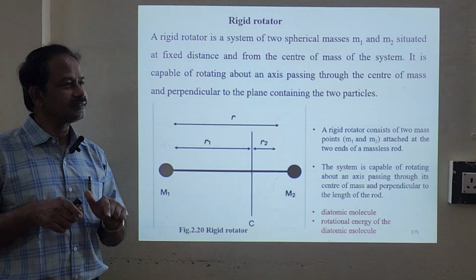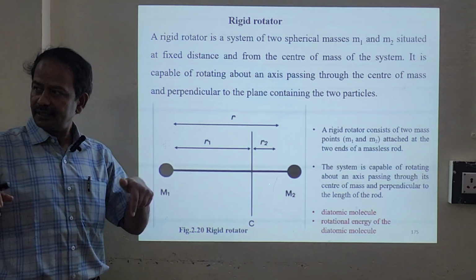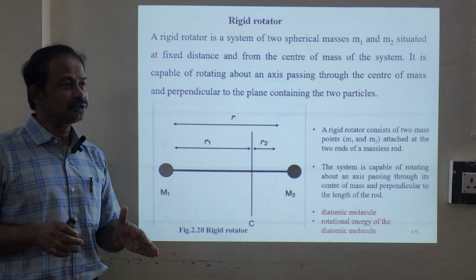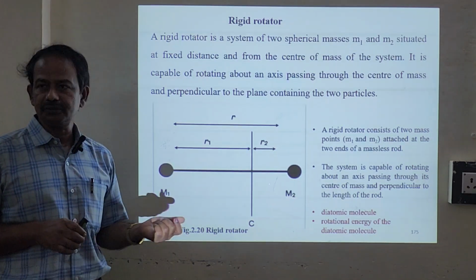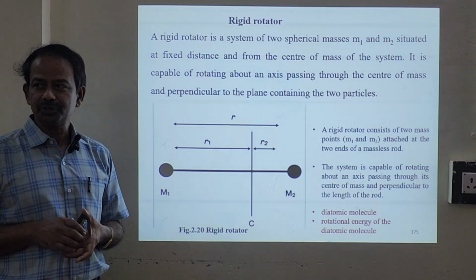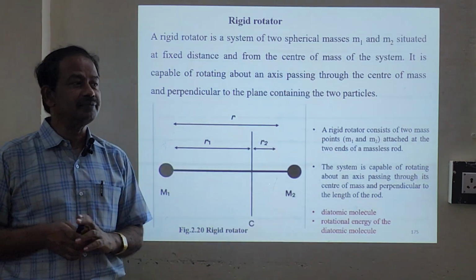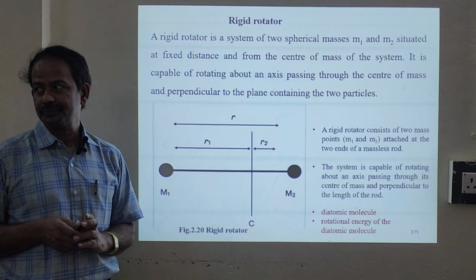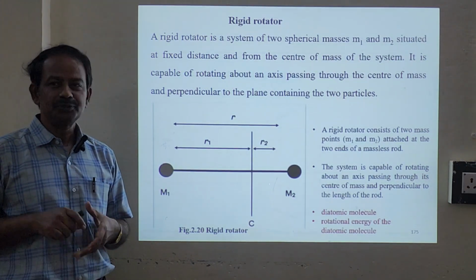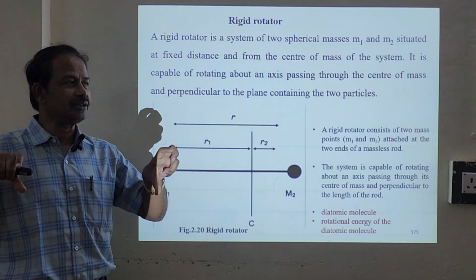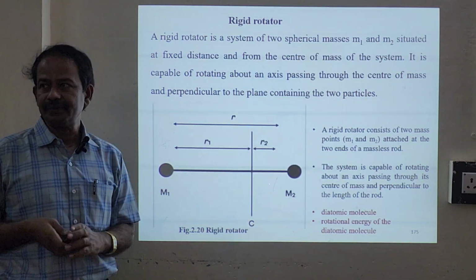We are going to use the same technique, separation of variables, to separate the theta and phi parts, get the solution, and of course calculate the energy eigenvalue. This problem is mostly used in chemistry, where they find the rotational energy and vibrational energy of molecules. It can be compared exactly with a diatomic molecule, with two atoms attached by a bond.